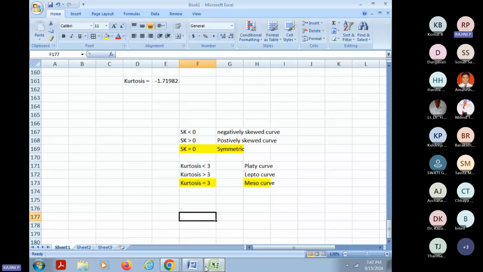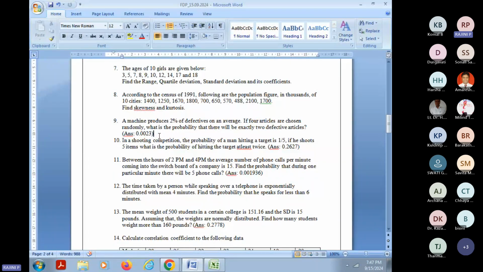Now I'm entering into probability distributions. Here, a machine produces 2% of defectives on an average. If four articles are chosen randomly, what is the probability that there will be exactly two defective articles? They will not mention which probability distribution to use to find the probability. You need to understand the question.